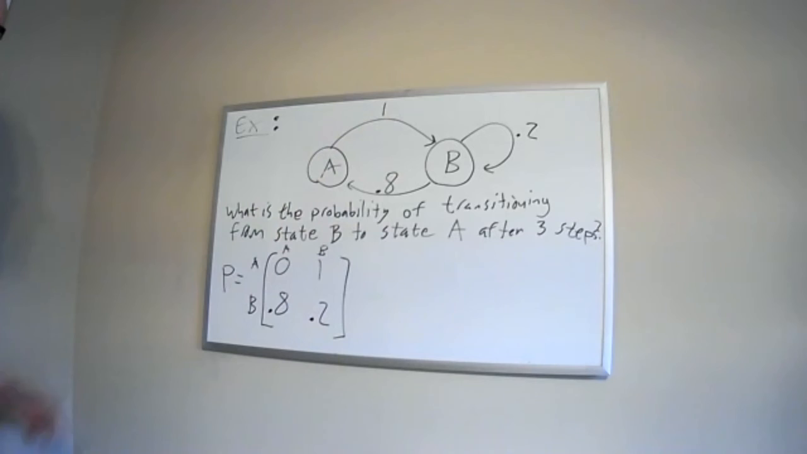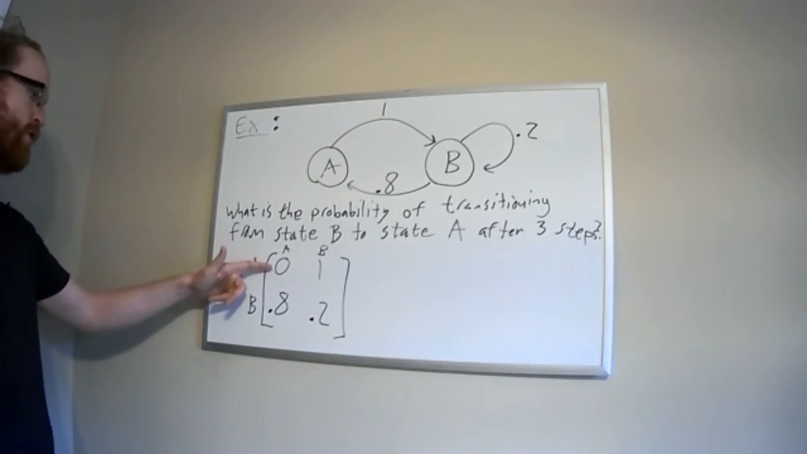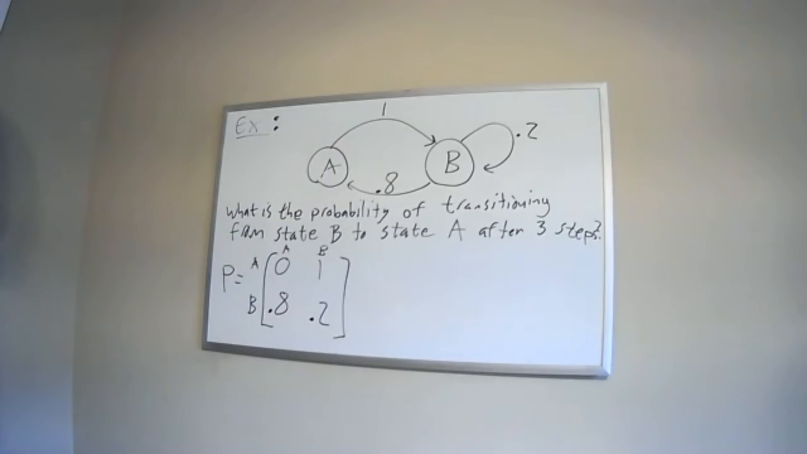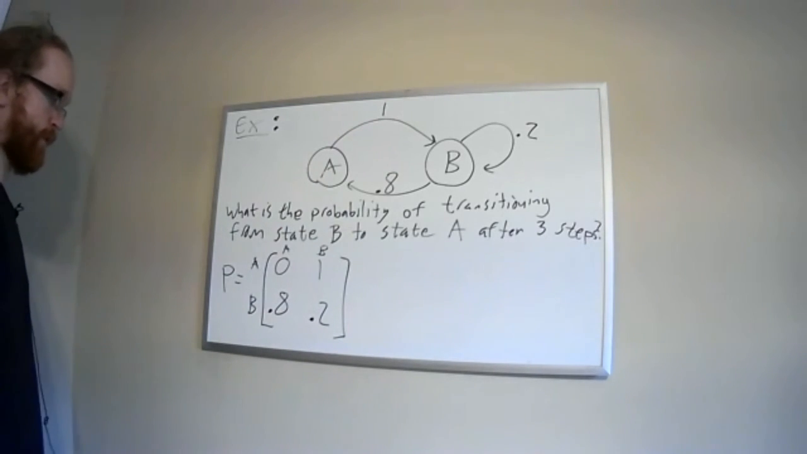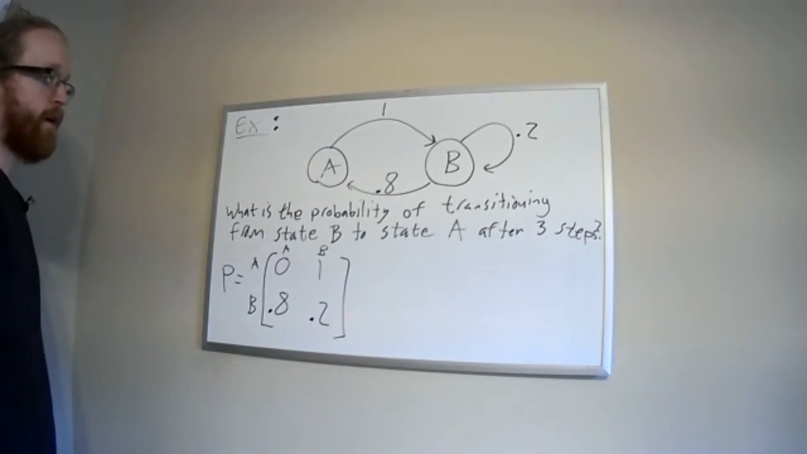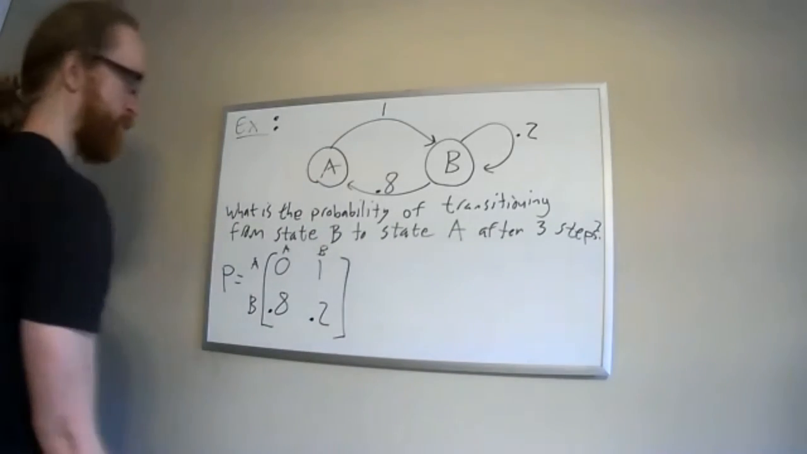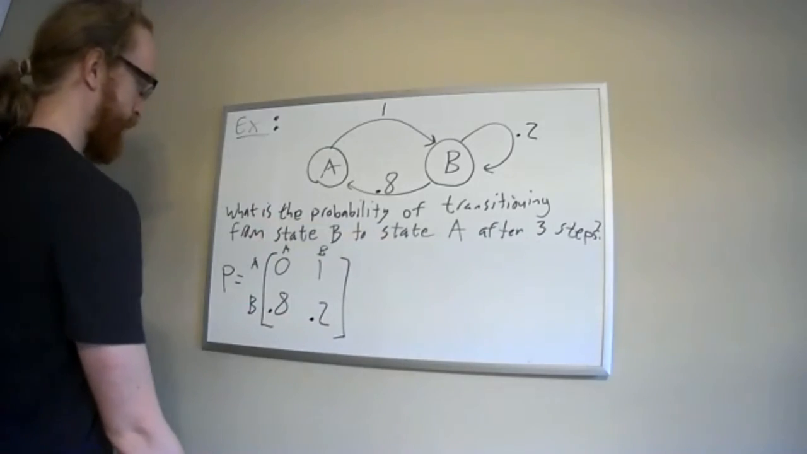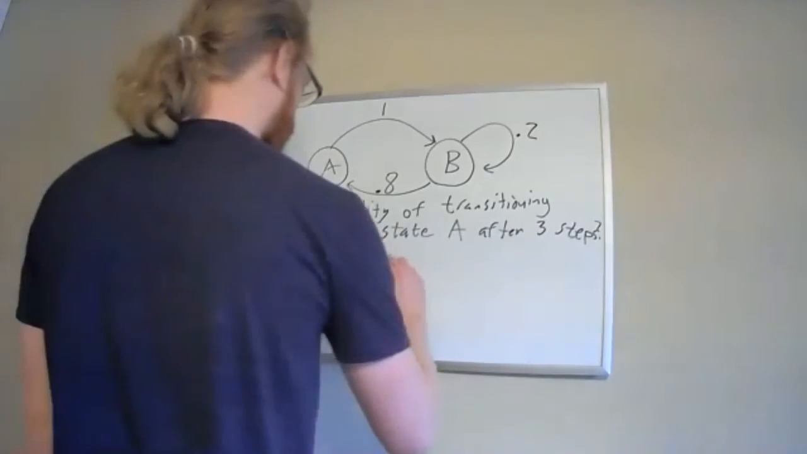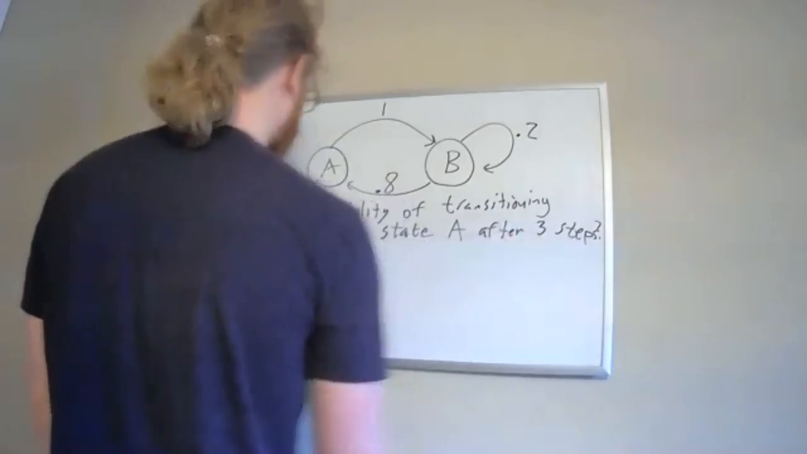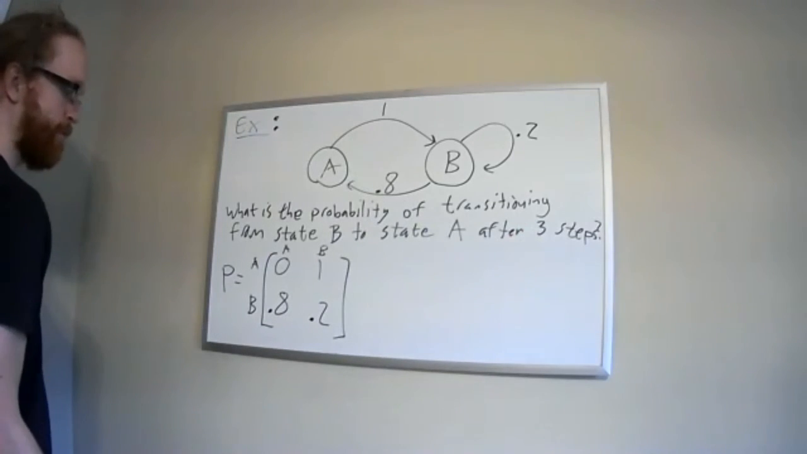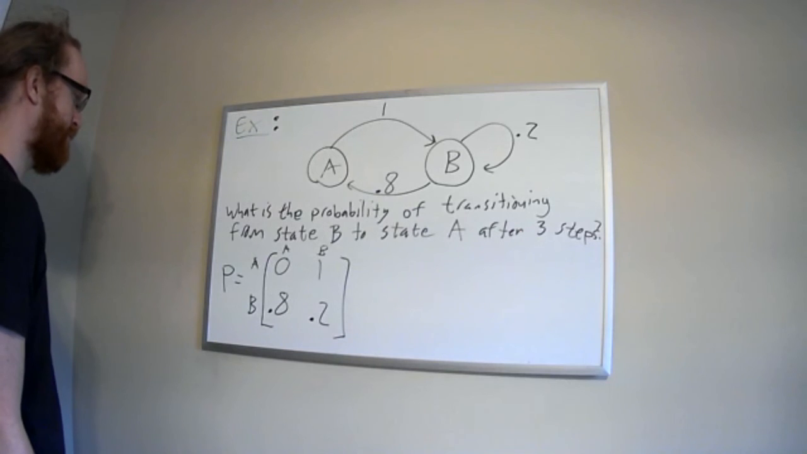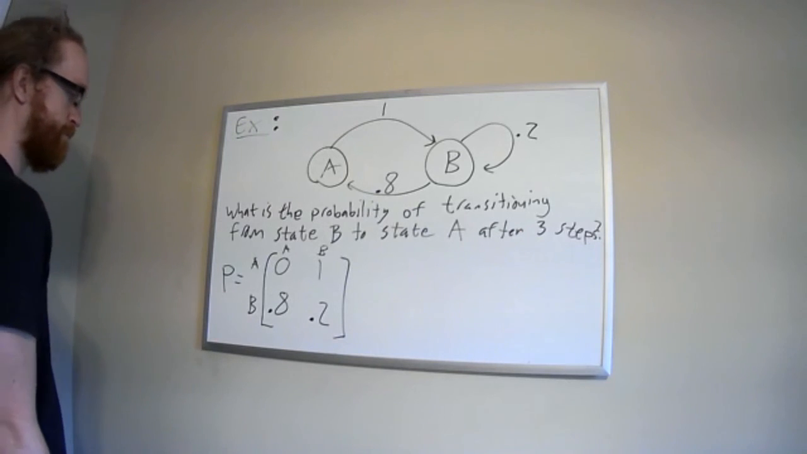Again, I'll point out, we could check that each individual row adds up to 1. 0 plus 1 is 1. 0.8 plus 0.2 is 1. So this really does look like a transition matrix. And now I'm asking for a probability after 3 steps. So technically, here's what I need to do: we can find P to the 3rd power, right? That would be sufficient to solve this problem. Let's find the 3rd power of this matrix.